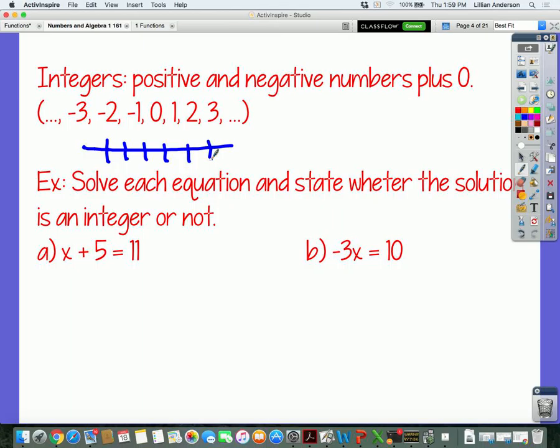Alright. We're going to solve these equations and state whether the solution is an integer or not. Nothing too complicated. I have nothing but the utmost confidence in your abilities to do this, okay? Let me take a volunteer.